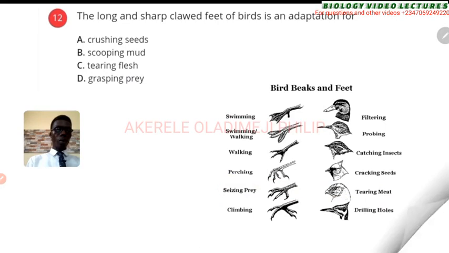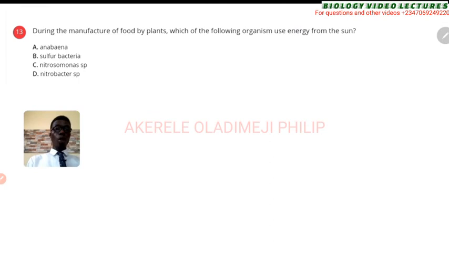During the manufacture of food by plants, which of the following organisms use energy from the sun? Okay, now this, I love this. The answer to this question is Anabaena. Anabaena is a blue-green algae that does two things. It is chemosynthetic and it's also photosynthetic. Chemosynthetic means it's one of the nitrogen fixing bacteria actually, but it also photosynthesizes. So it looks like this. This is Anabaena.